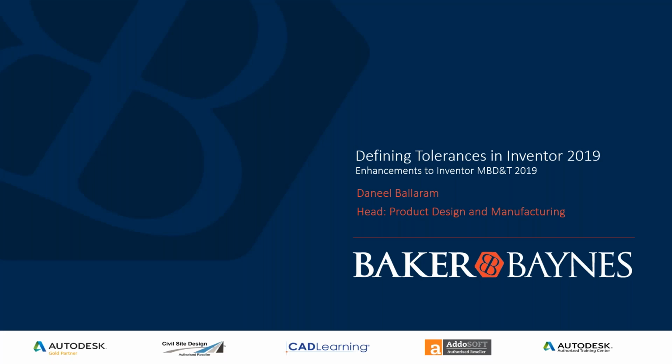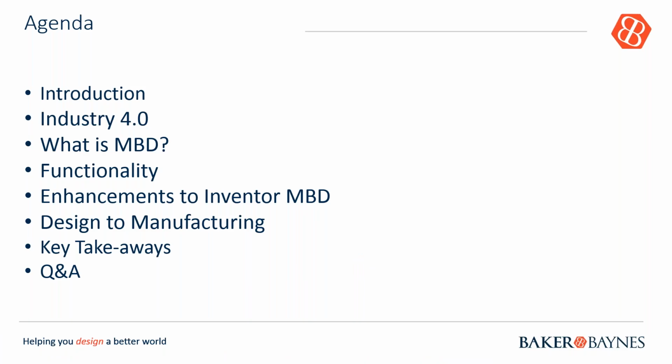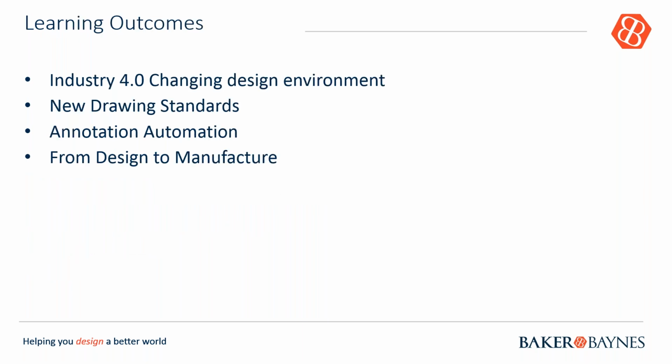So just a quick introduction to the class, the agenda of it. So it's introduction. We'll look at Industry 4.0 and where model-based definition tolerancing fits in. Next is what is the model-based definition and how do you design with it, as well as the functionalities, some enhancements to Inventor 2019, and then also design to manufacture and how is it being used out in industry. We'll look at some of the key takeaways and then obviously the questions and answers that follow at the end. So just to start, some of the learning outcomes.